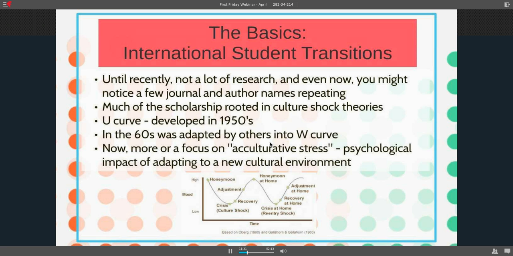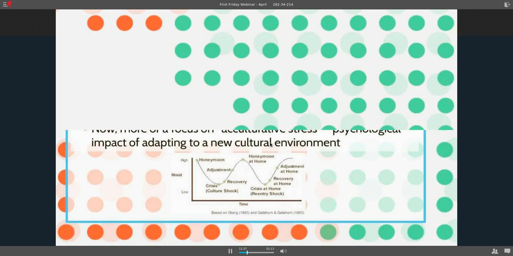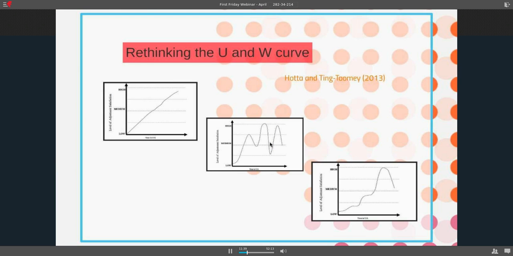And so now there's more of a focus on this idea of acculturative stress, which is a psychological impact of all the different things that come into play when you're adapting to a new cultural environment. And so the two scholars that you see on the screen, Hoda and Ting Toomey, decided, instead of trying to force our students to fit into this model that we've come up with based on theory, why don't we ask them what their experience was like?